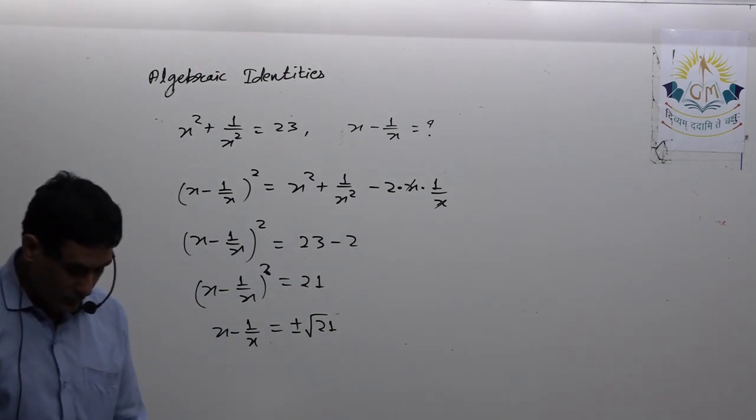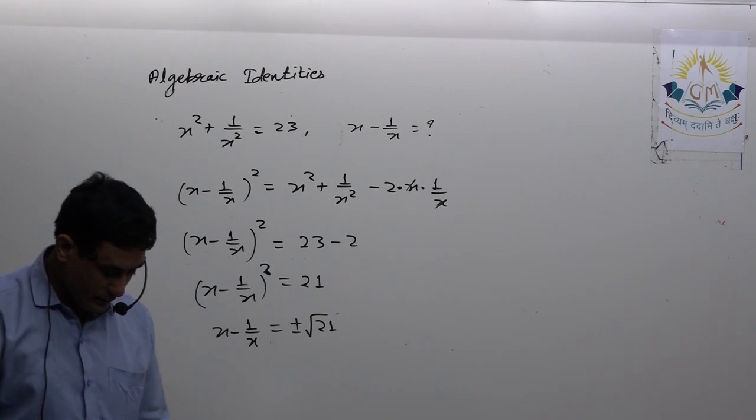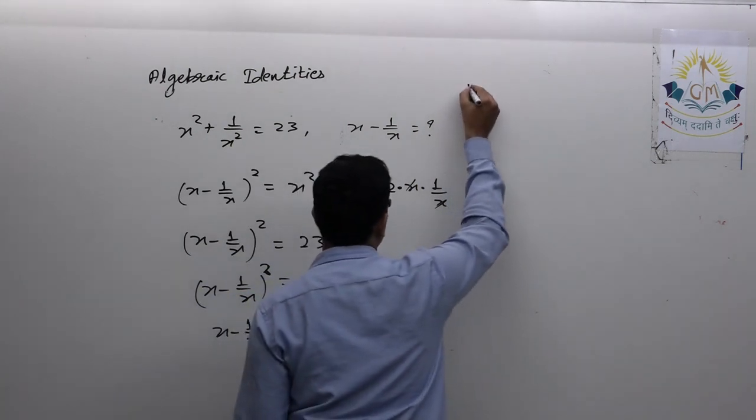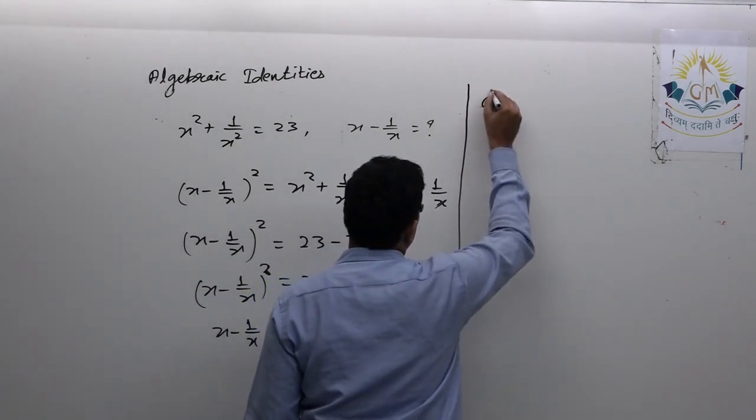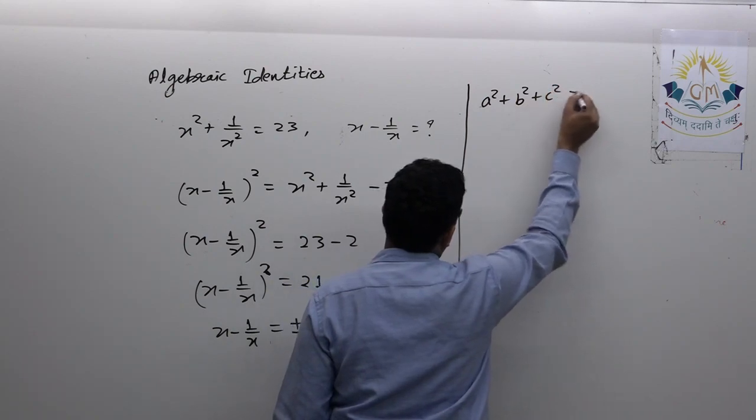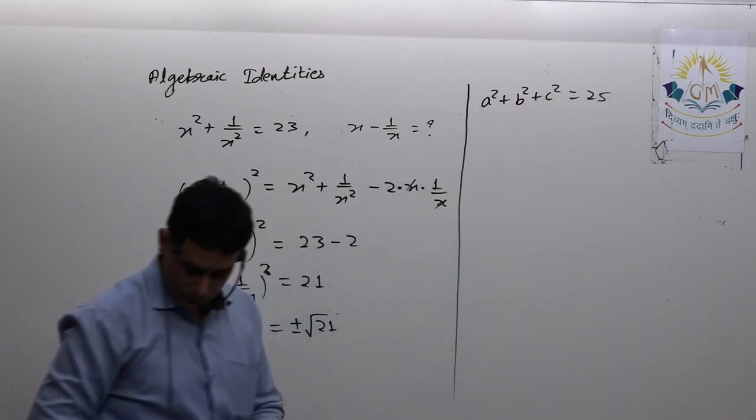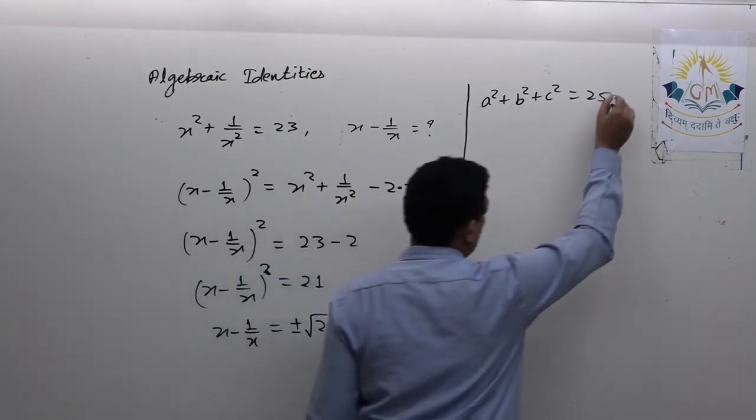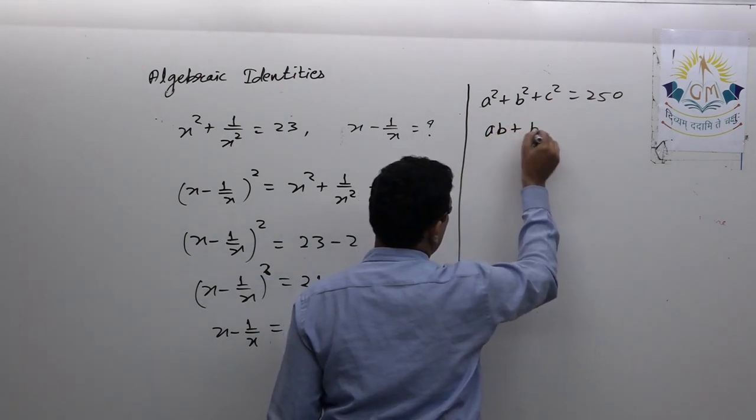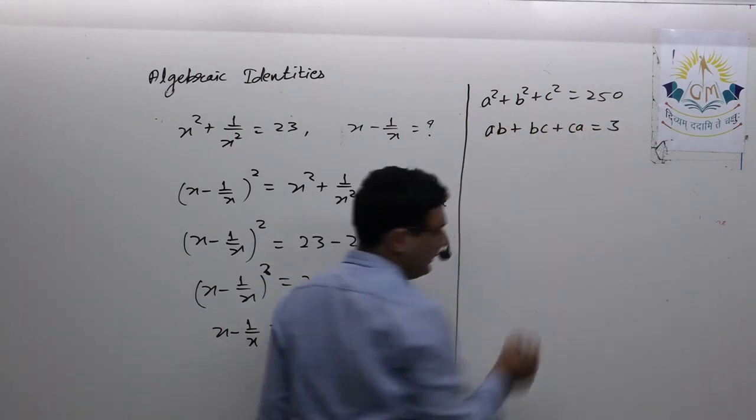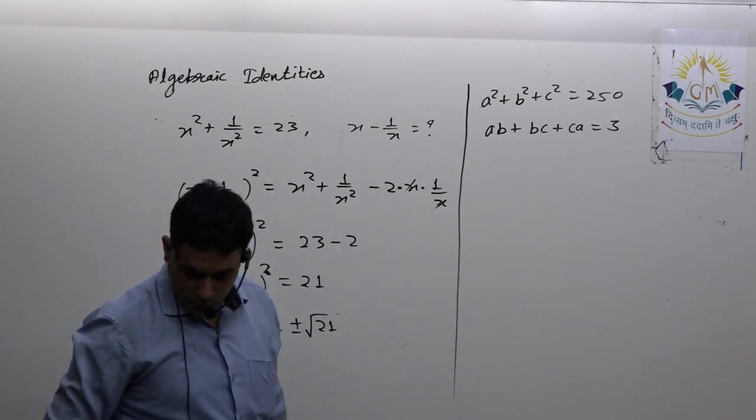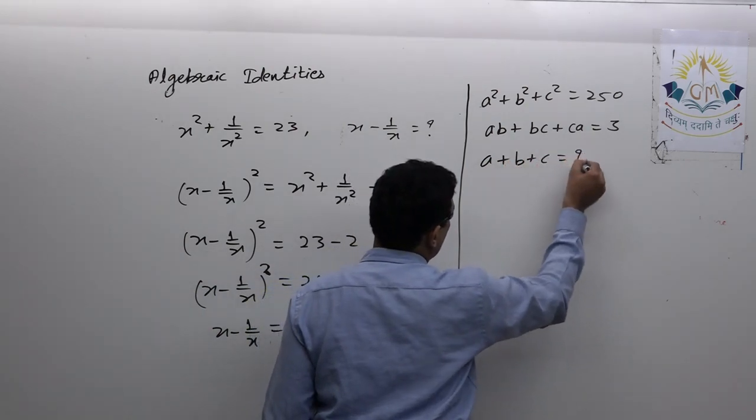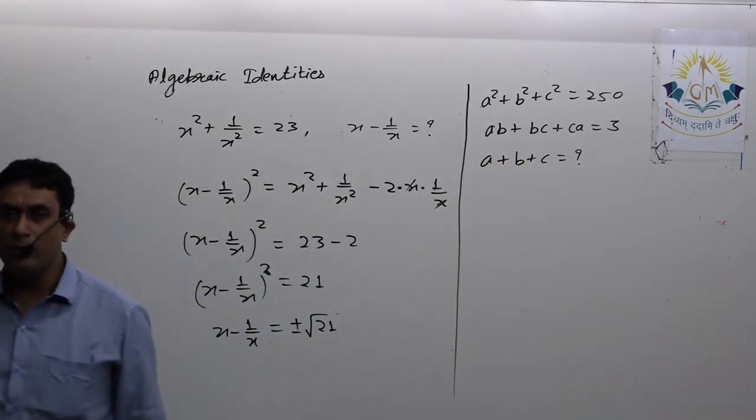Okay, now we'll see the next question. The question is, if a square plus b square plus c square is equal to 25, it is given a square plus b square plus c square is equal to 25, and ab plus bc plus ca is equal to 3, ab plus bc plus ca is equal to 3. Okay, so you have to find the value of a plus b plus c. So think for a while how you will solve this.